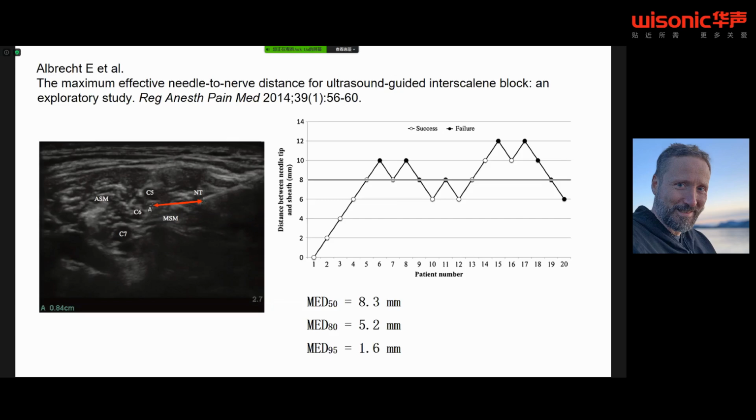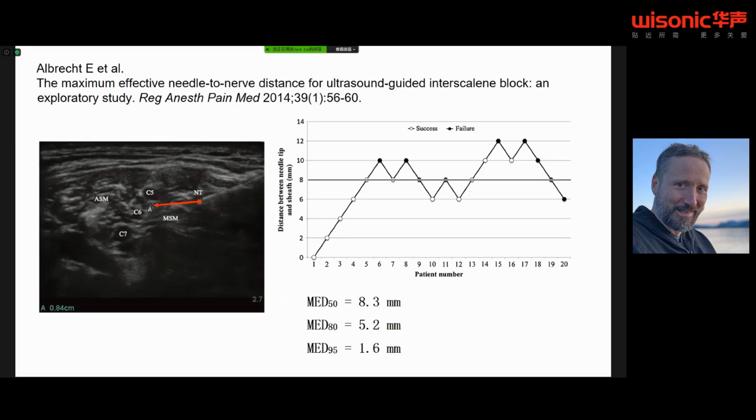And I want to show you this very exciting study of Eric Albrecht and colleagues. He performed an up-down sequence where he varied the distance between needle tip and nerve to calculate an effective needle-to-nerve distance for an ultrasound-guided interscalene block. So what they did, they started close to the nerve, at 0 millimeter distance to the nerve. They did their local anesthetic injection, and when there was a successful block, they reduced the needle-to-nerve distance. When there was an unsuccessful block, and you see it on the figure on the right-hand side, failures are marked with black dots.